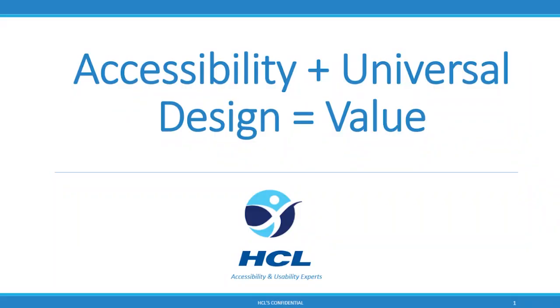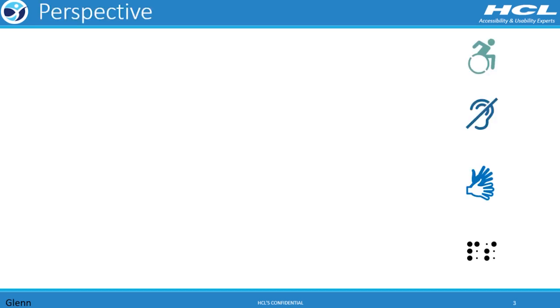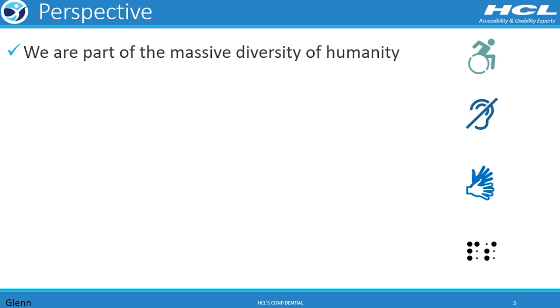So this is Accessibility plus Universal Design equals Value. First, I want to give you some context so that you can understand where we're coming from with this. Those of us that are people with disabilities, myself, for instance, I'm an amputee. My leg ends about 7 inches below my knee.